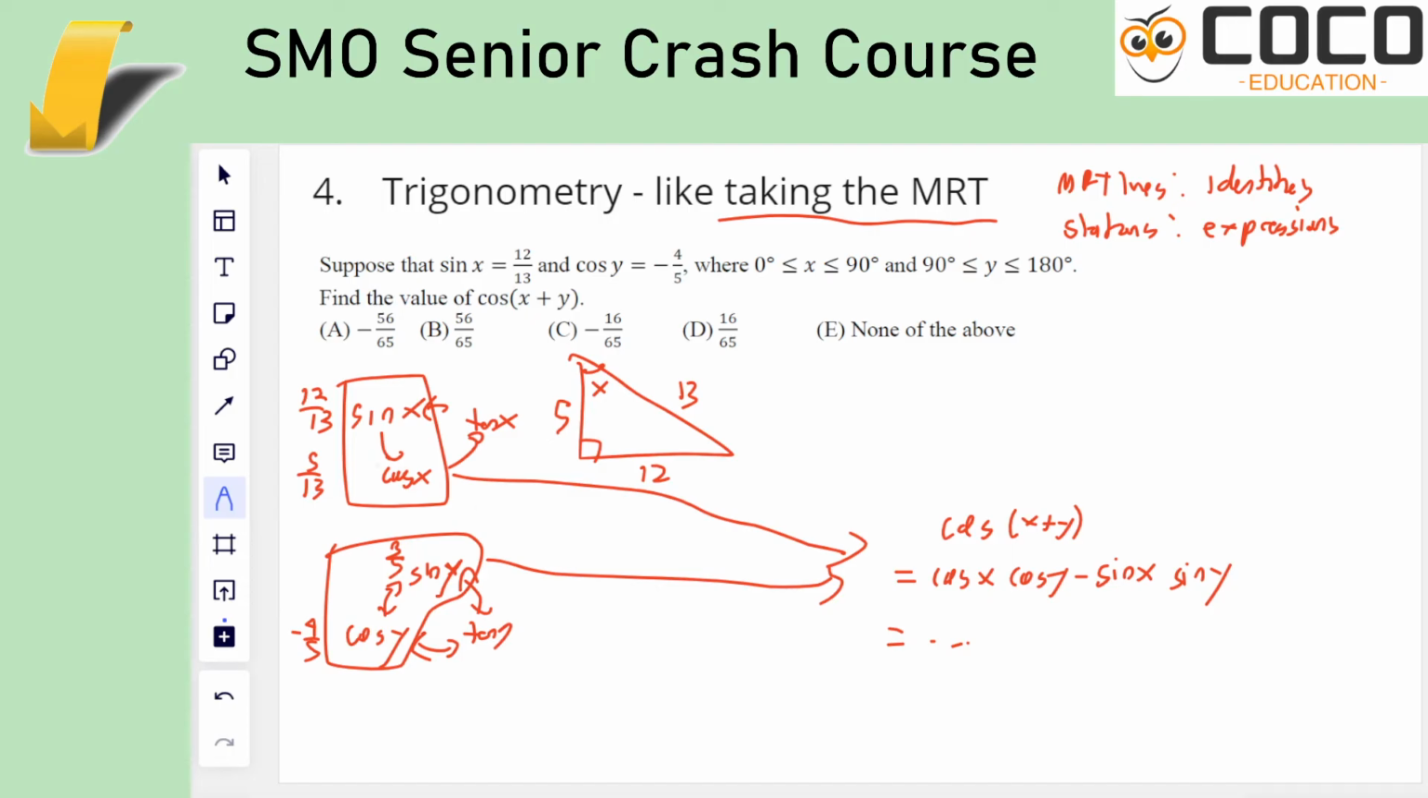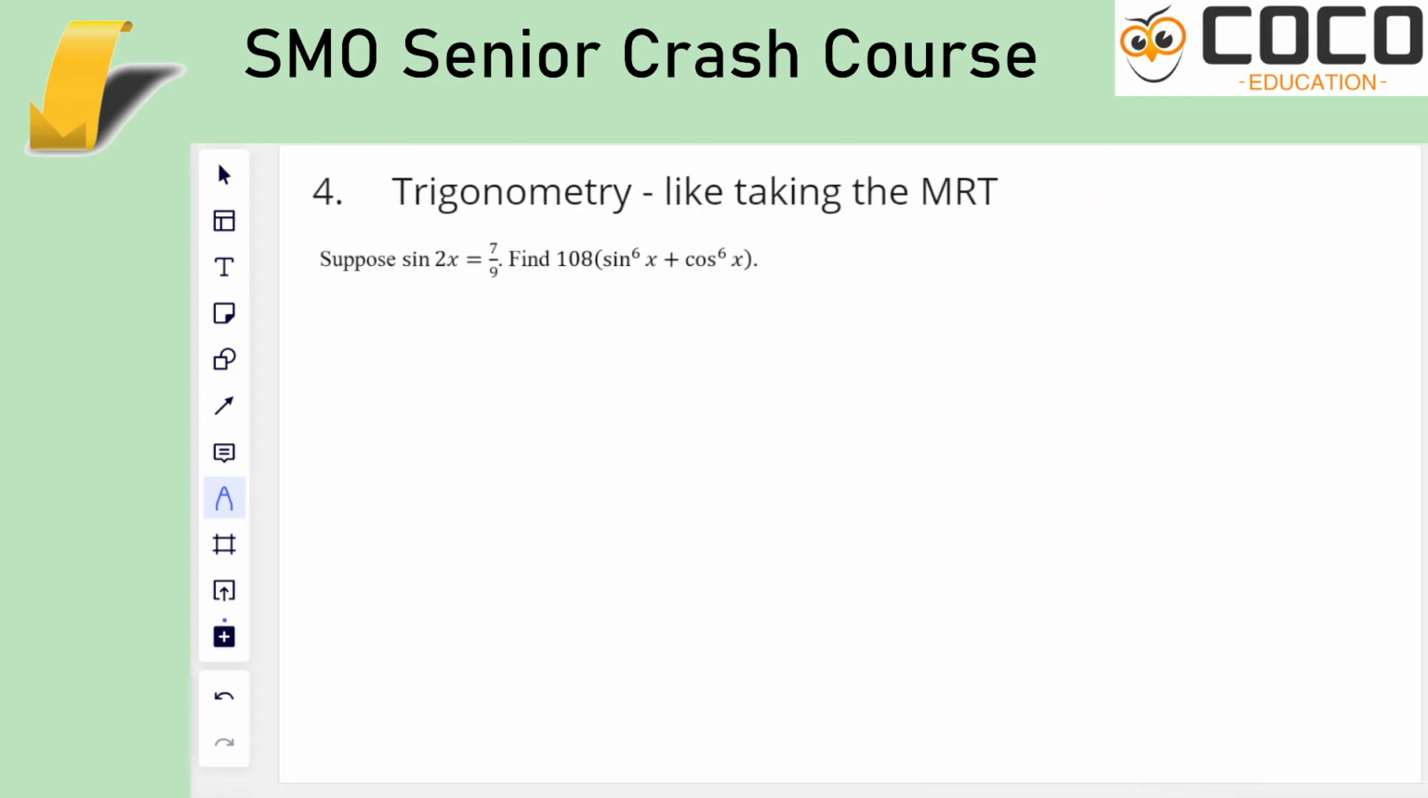Once you know that sine x, sine y, cosine y are just interchangeable, let's look at some more complicated transitions. Here you've got sine 2x, and you want to get to sine to the 6x plus cosine to the 6x. So how do we do that? Well, there are various options.